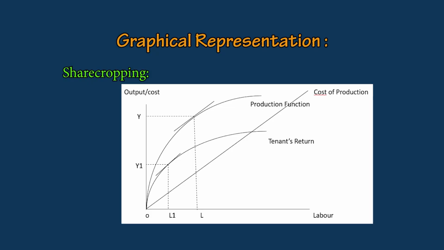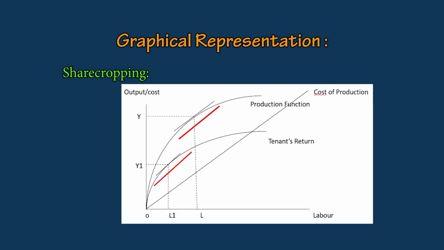Now, in terms of diagram, this would mean that the tenant's return curve will lie below the production function and will become flatter compared to that of the production function. Now, if we move out of the 50-50 situation and consider a more generalized situation, then the condition will remain the same. That means the tenant's return curve will be comparatively flatter than the production function. This is represented in this particular figure.